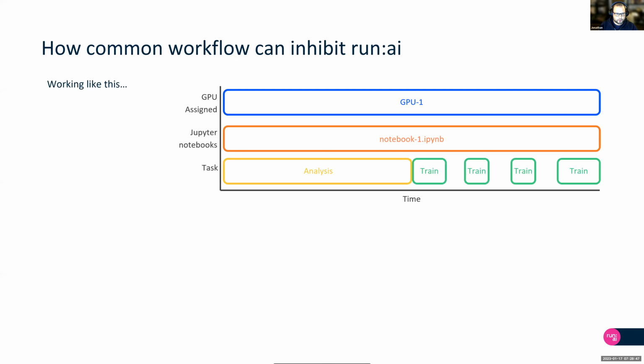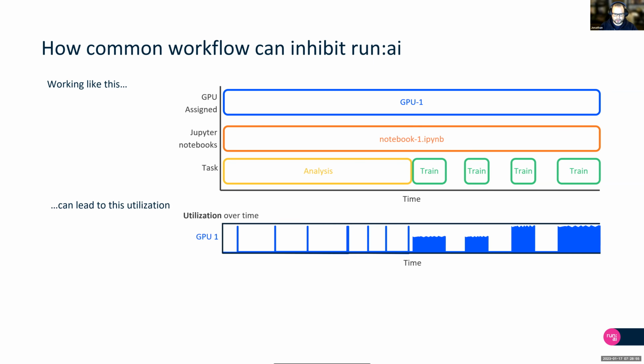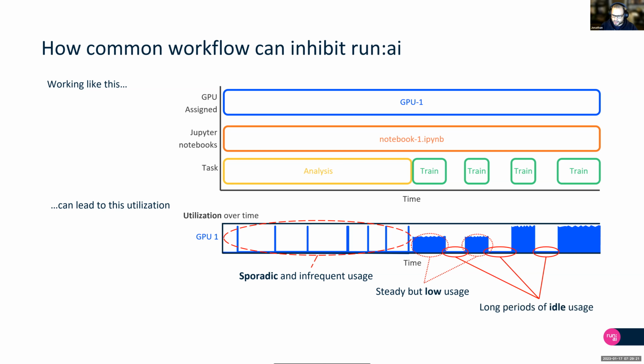So if we have our workflow that looks like this from earlier, it can lead to a utilization that looks something like this. And this is a very real utilization chart. The first thing we notice, we've got this sporadic and infrequent usage of our GPU, which makes sense because during the analysis portion, we're trying to build our code, so we're not actually running things constantly. And then, of course, there are times where we are using the GPU in a steady way, but we don't fully saturate it. We don't fully use it. And then, of course, worst of all, are these long periods of idle usage.